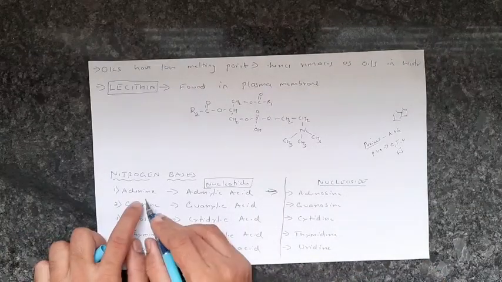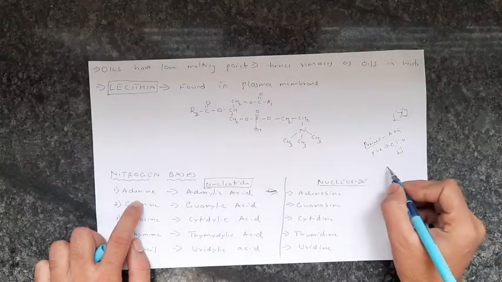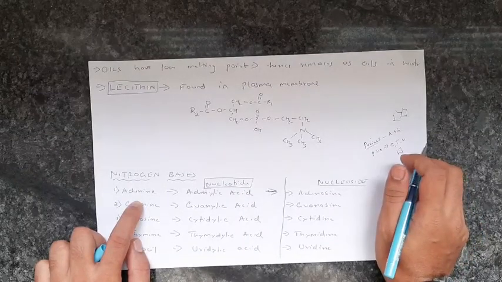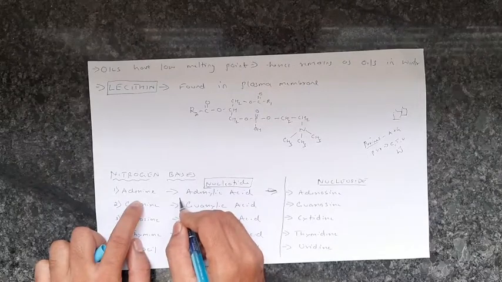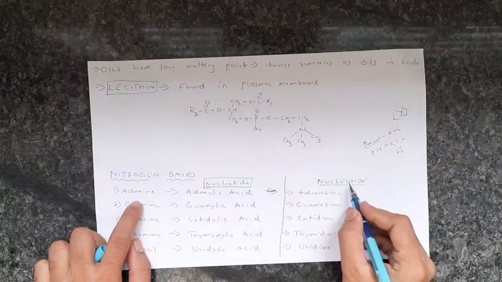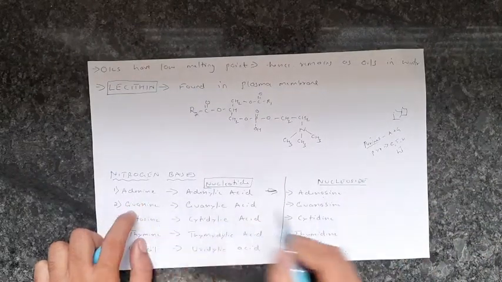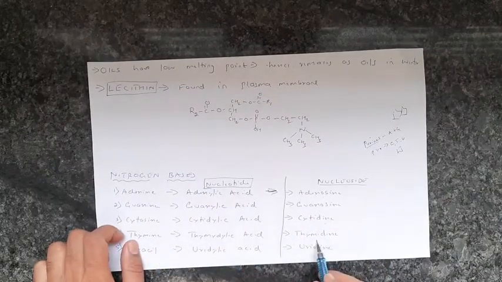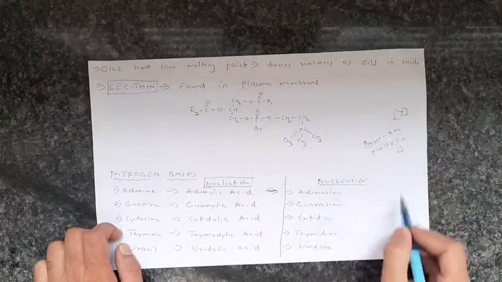So when adenine is found along with the ribose sugar, the nitrogenous base attached to the ribose sugar with the help of N glycosidic bond makes a structure called nucleoside. So adenine plus sugar, adenosine; guanine plus sugar, guanosine; cytosine plus sugar, cytidine; thymine plus sugar, thymidine; uracil plus sugar, uridine. So this is nucleoside.